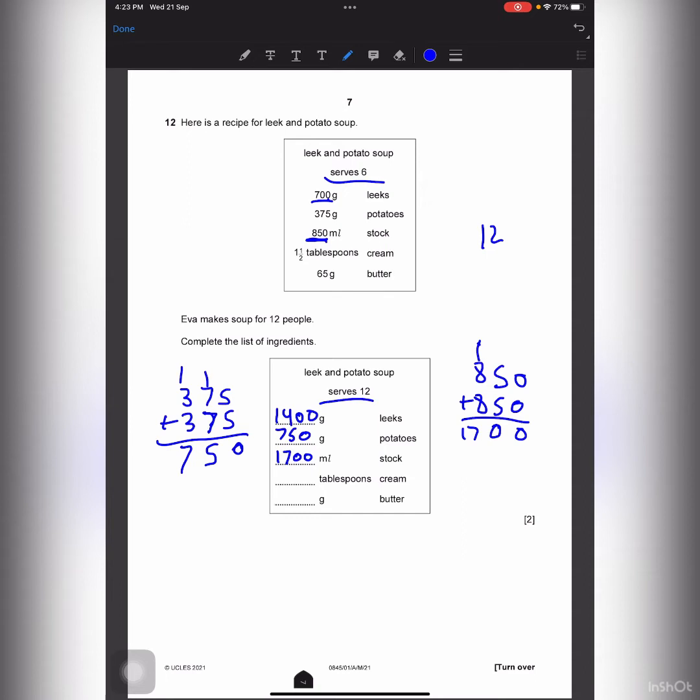Now, next, tablespoons. Okay, so they said that we need 1.5 tablespoons. So for this, we will need 2.5 tablespoons. That's it. Simple. Now, so there's 65 butter. And then we have to do 65 plus 65. So it's gonna be a 10. 2 plus 6 is 12. So 11, 12, 13. Okay, there you go.